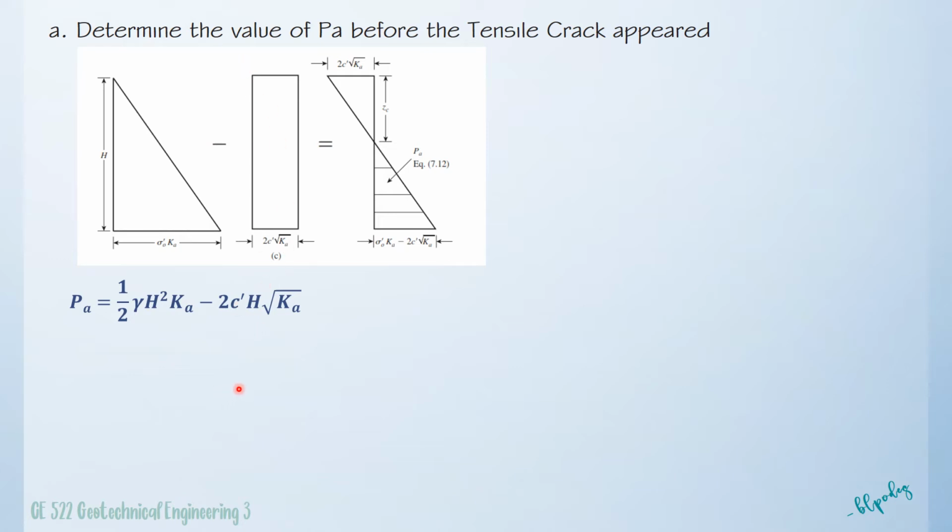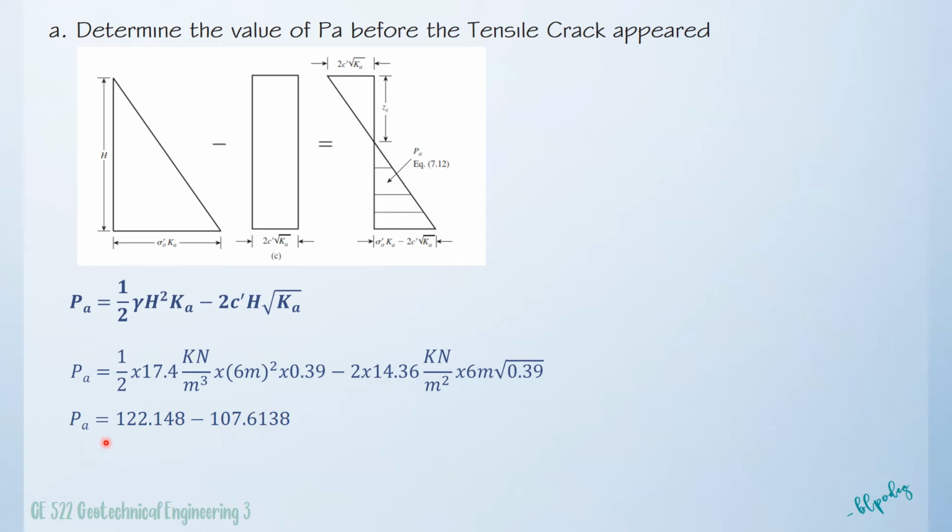So substituting, since all the parameters are known, that becomes 1/2 times the unit weight of the soil times the height, which is 6 meters squared, multiplied by the coefficient we were able to solve, 0.39, minus 2 times the value of cohesion, which is given, 14.36, times the distance, 6 meters, times the square root of the coefficient of Rankine's active earth pressure. So PA, or the force per unit length, is 14.534 kilonewton per meter.